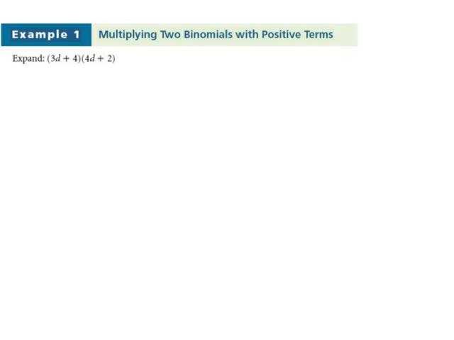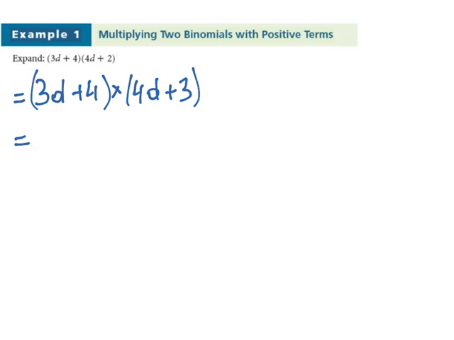Given the following binomial multiplications, you need to expand. So (3d plus 4) times (4d plus 3). Whenever there is no sign between the brackets, it's always multiplication. And the way we expand this, don't forget to have equal signs on the left-hand side, it is called an expression. We're going to be multiplying the first term by the first term in the second bracket, the first term in the first bracket by the last term.